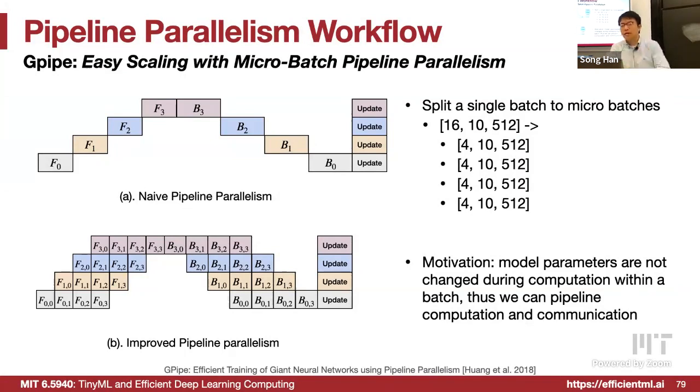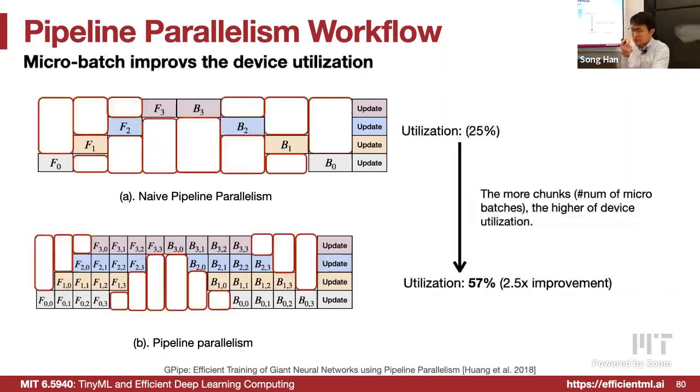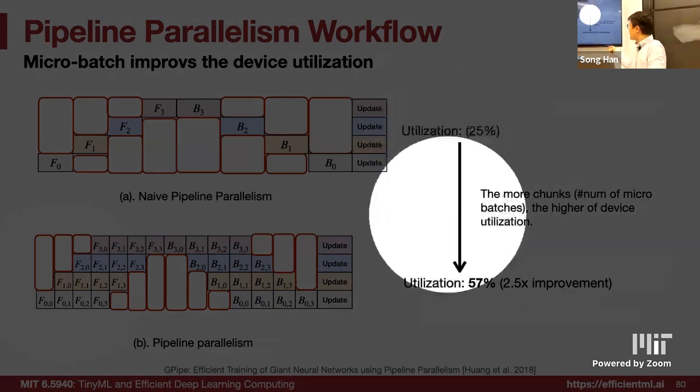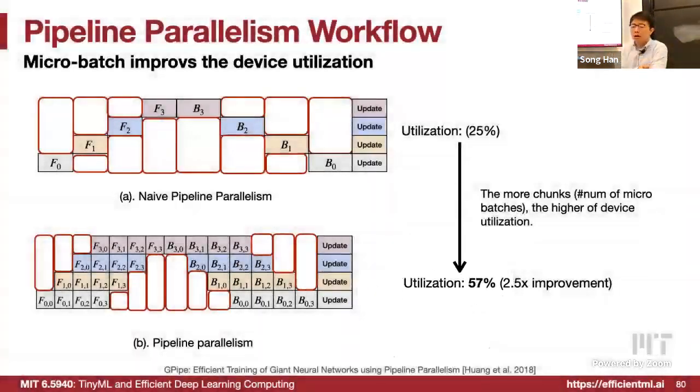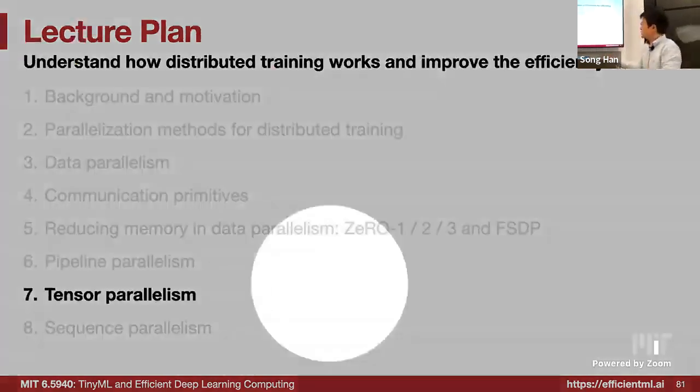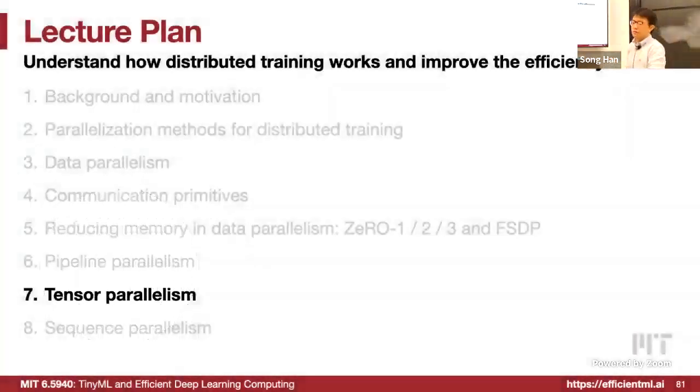So we want to split the computation in a more fine-grained manner. Previously, 25% utilization. Now using micro batches, it can improve to 57%, which is 2.5x improvement. So the lesson we learn here is that we want to split the training in a fine-grained manner. Beyond pipeline parallelism to split the model, we also have another way to split the model, which is tensor parallelism.